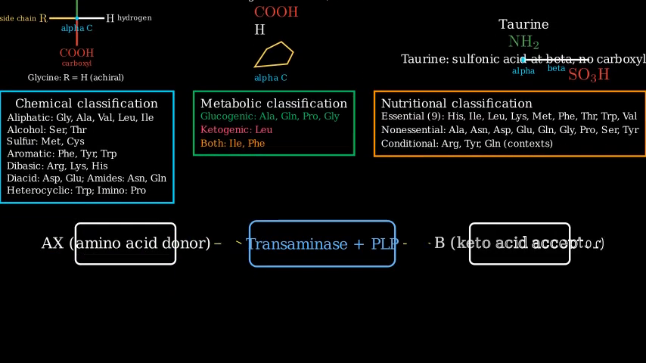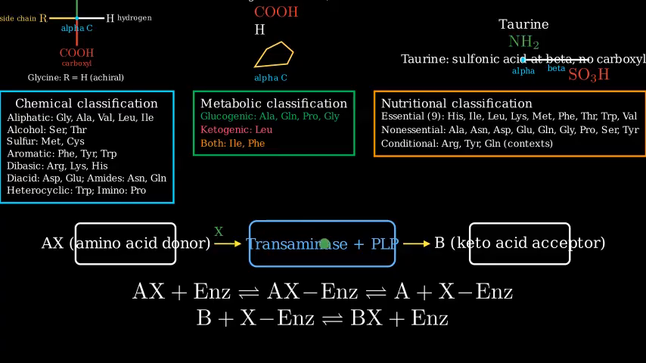A general reaction present in many tissues is transamination. It transfers an amino group from a donor amino acid to a keto acid acceptor using an enzyme with a PLP cofactor. The mechanism is ping-pong. The donor binds, leaves its amino group on the enzyme, then the acceptor arrives and picks it up.